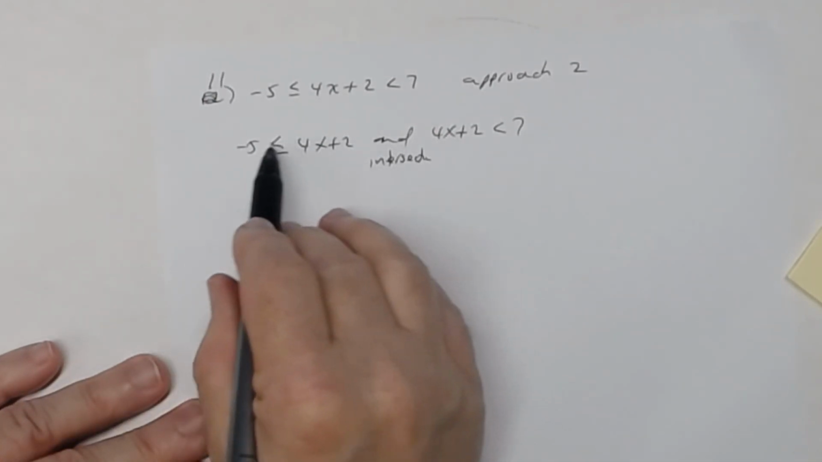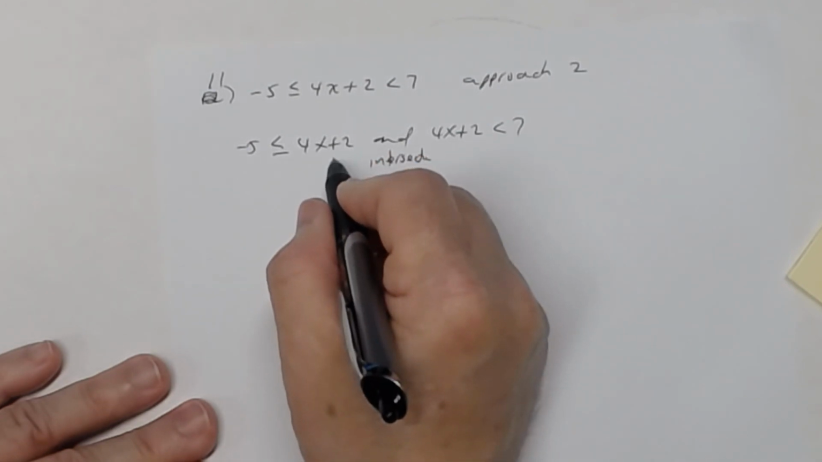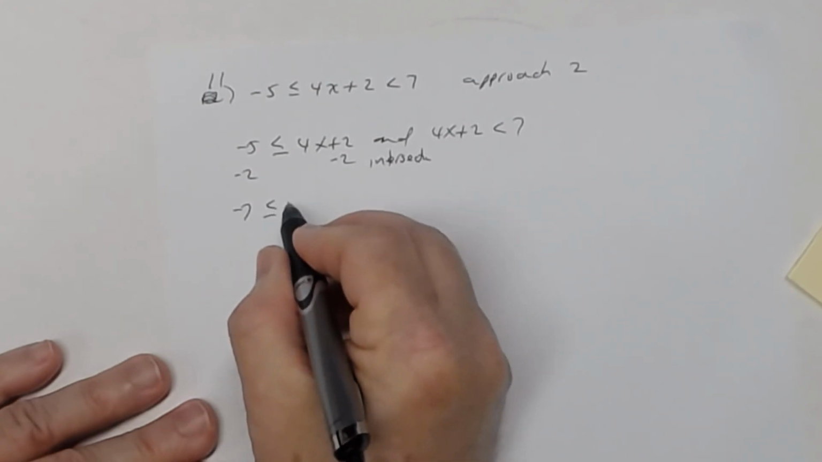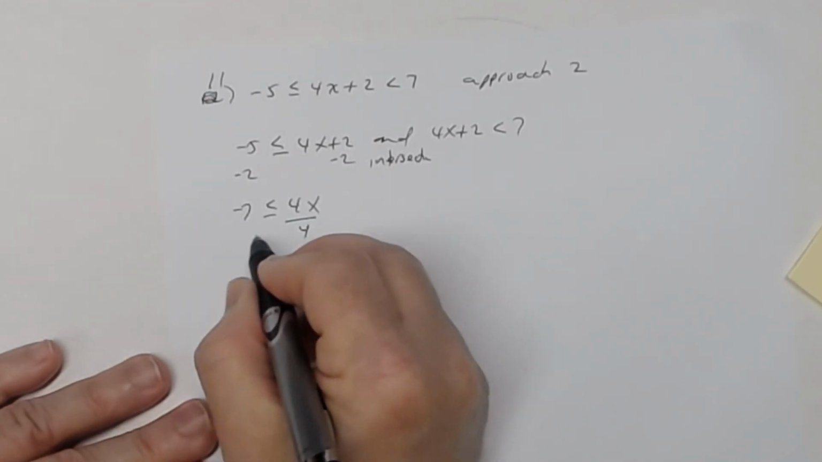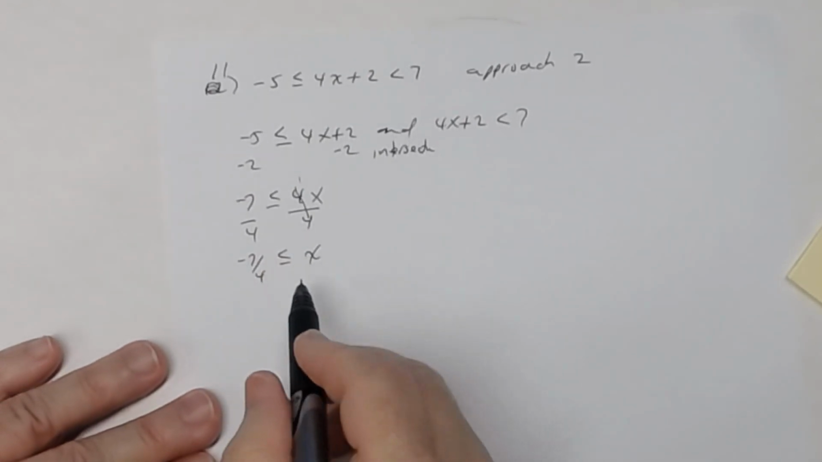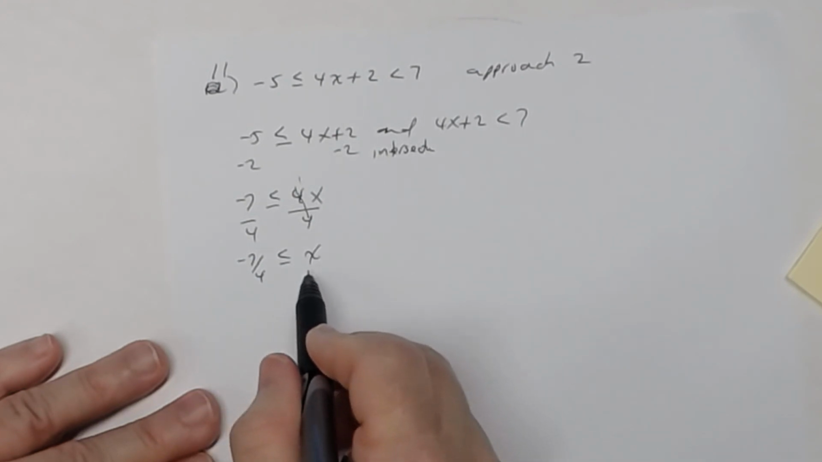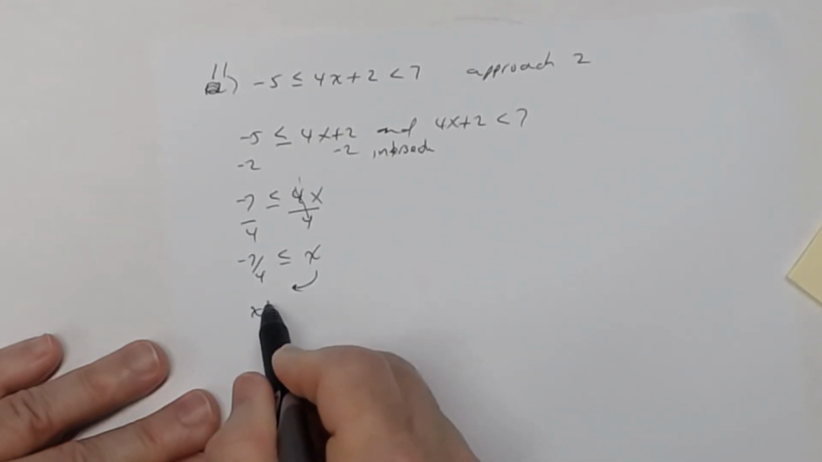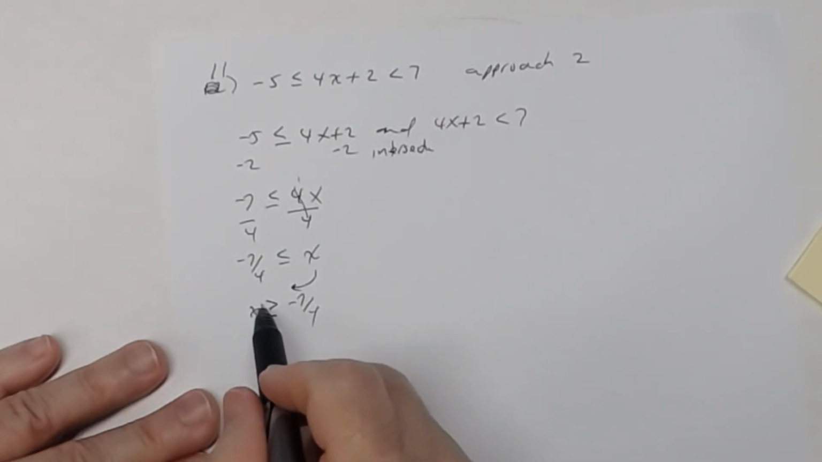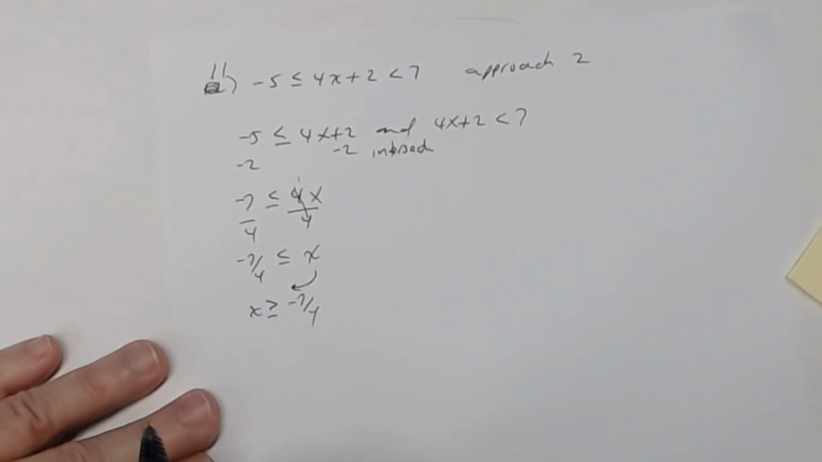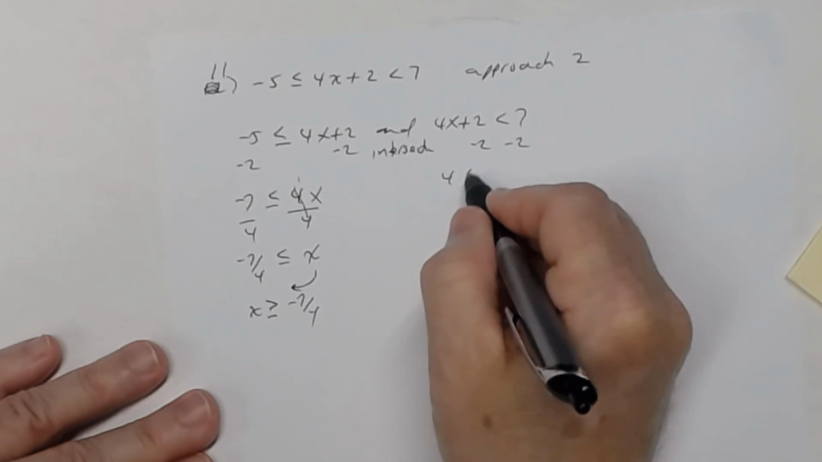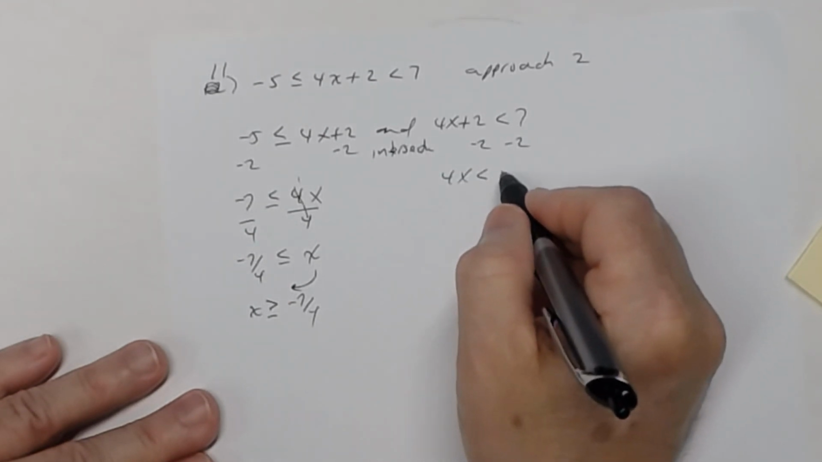And so we're going to solve each of those individually. So I'm going to subtract 2 from both sides. So I get negative 5 and a negative 2 is a negative 7 is less than or equal to 4x. And then dividing both sides by 4, I get negative 7/4 is less than or equal to x. Now negative 7/4 is less than or equal to x means the same thing as x is greater than or equal to negative 7/4. So most students prefer to write the variable on the left-hand side of the inequality symbol. Over here, subtract 2 from both sides. We get 4x is less than 7 subtract 2 is 5.